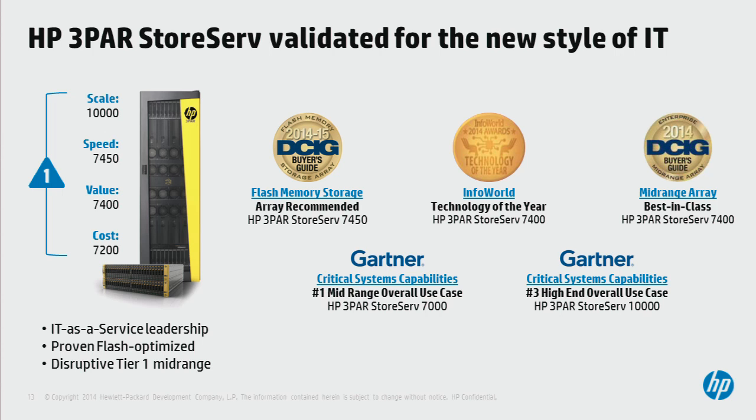And the most amazing thing about this architecture is that it doesn't depend on how you enter. You can enter with a 2-node and scale up to an 8-node if it's a 10,000. You can enter with a 2-node and scale up to a 4-node if it's a 7400. And you can scale up and scale out as you like.